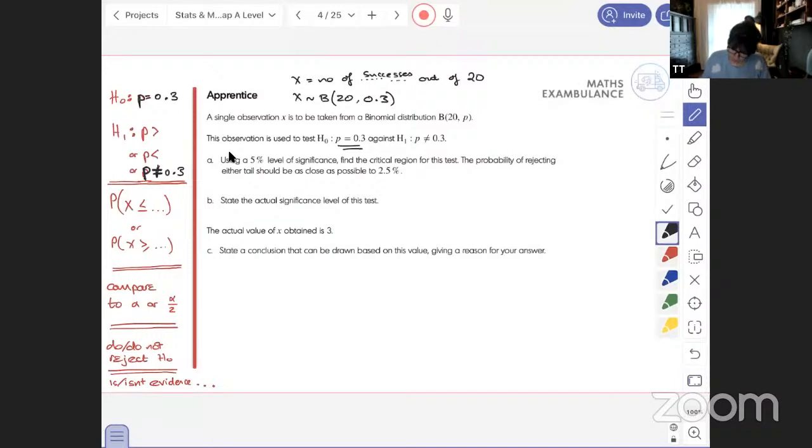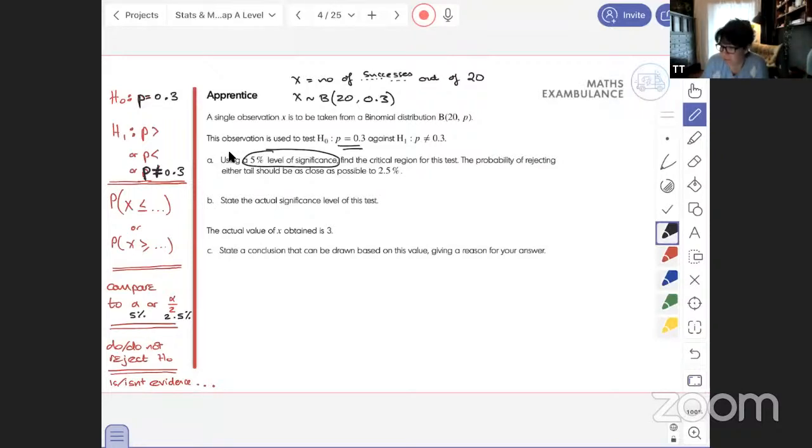Okay. We've got a 5% level of significance. So that's our alpha. Alpha is 5%, or alpha over 2 is 2.5%. And that's the probability of rejecting in each tail, so we're at both ends, because I'm not specifically saying weirdly big or weirdly small, it can be both.